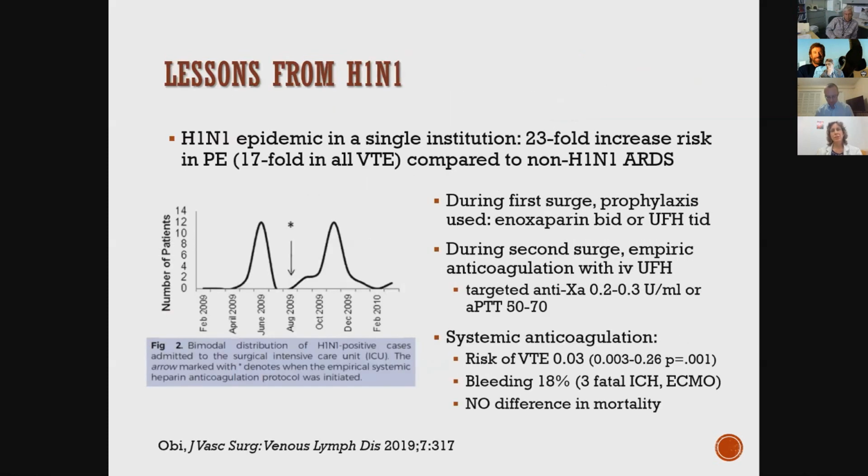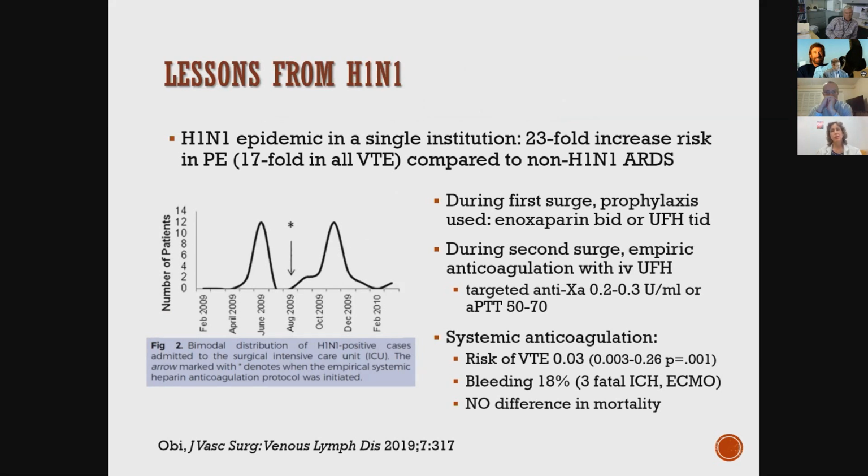So let's look back to H1N1. We seem to have a keen interest in doing so. At a single institution, for example, they noted that in the first surge, food for thought people, they used prophylaxis, enoxaparin twice a day or unfractionated heparin 3 times a day. And even with that prophylaxis, noted there was a 23-fold increase in risk of PE compared to the non-H1N1 ARDS.